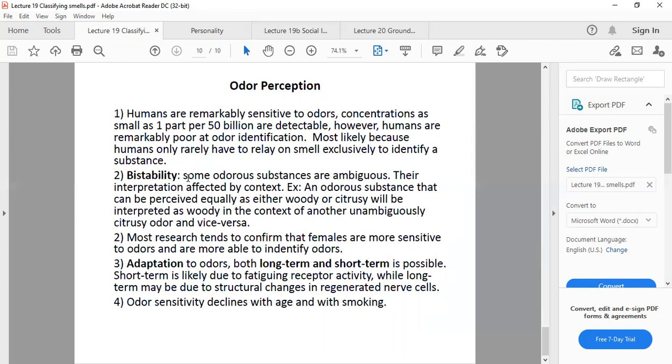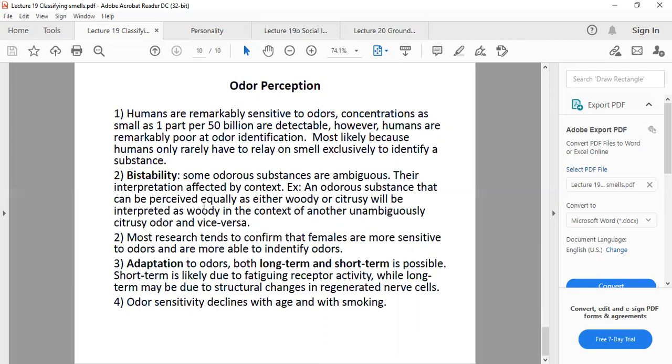Some odorous substances are very ambiguous. Their interpretations are affected by context. For example, an odorous substance that can be perceived equally as either woody or citrus will be interpreted as woody in the context of another, ambiguously citrus odor, and vice versa. You see, so it changes depending on the context.